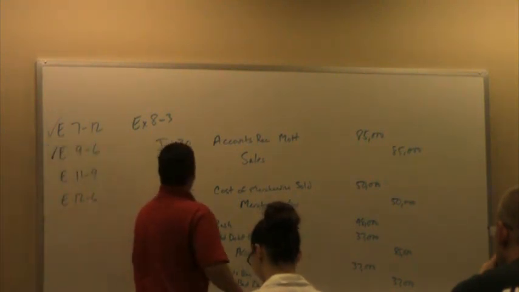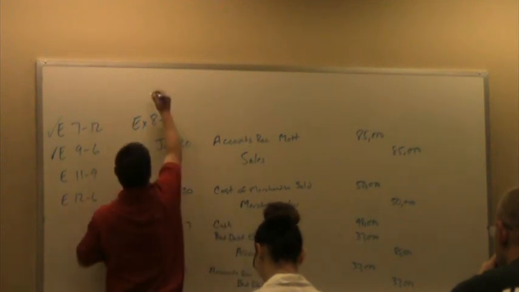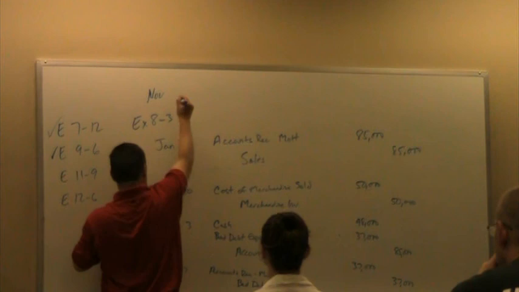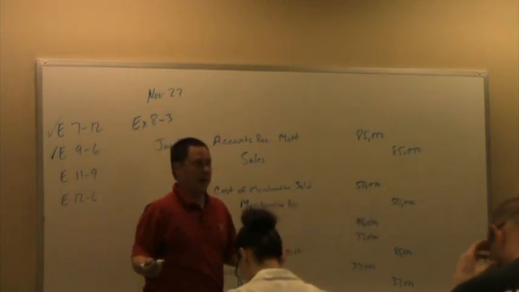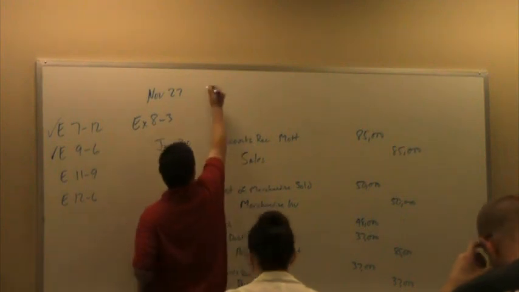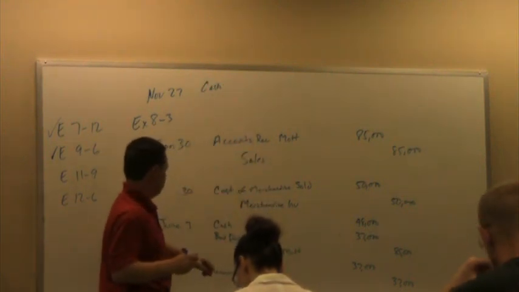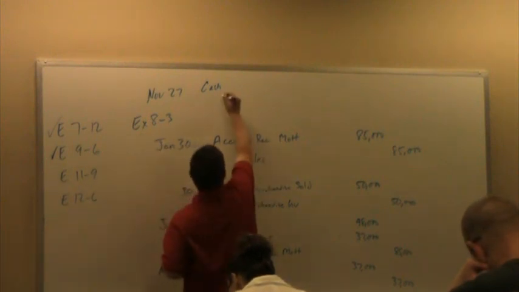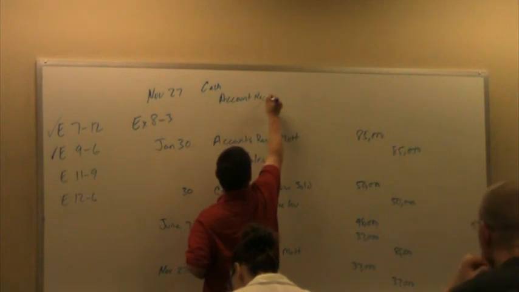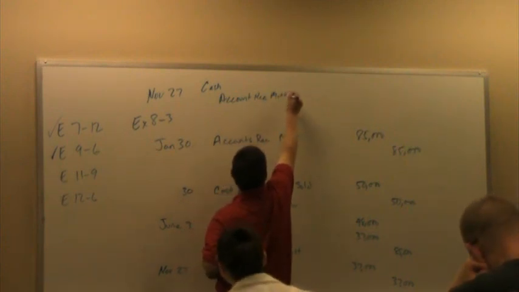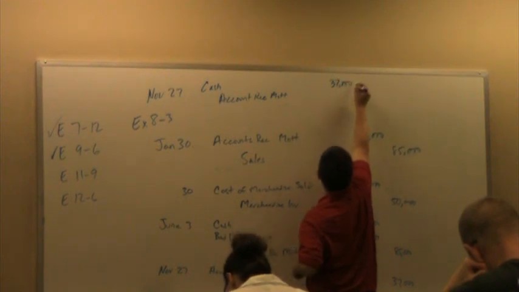Good? All right, then the last transaction is the same date. I'm going to put it in mine here, so it's November 27th. Well, we received what? What do we get for that? We got cash in, and so what are we going to credit then? Accounts receivable Mott. Okay, and we know what the amount is. It's 37,000.